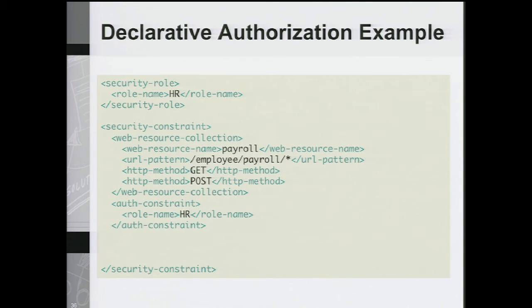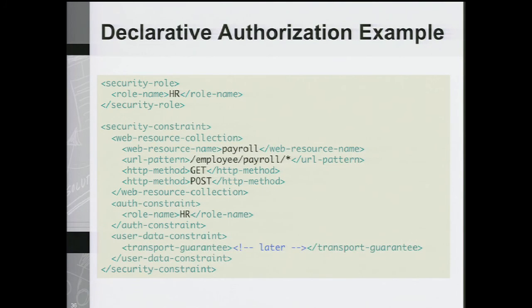So basically what I'm saying here is that the get and post methods must be accessed by users who have the role HR. We're not saying anything about other methods like put, delete, options, trace. So they are not part of this constraint. We can have another constraint to protect those, or you could leave them open if you wanted to. And then there is the transport guarantee, which we'll talk about later.